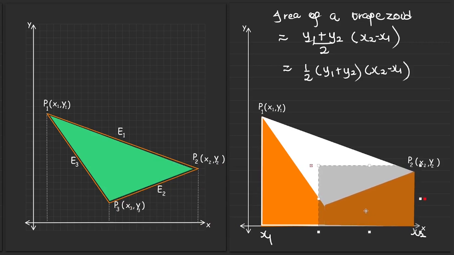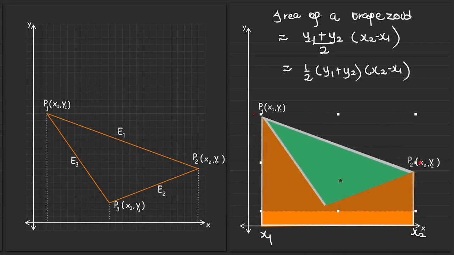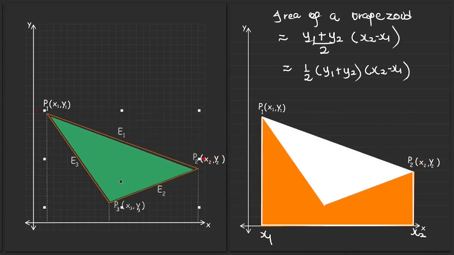Now if you look at it carefully, what do you notice? You realize that the green portion we have left here, which is actually the area bounded by the triangle, is what we have left over here. Do you see?